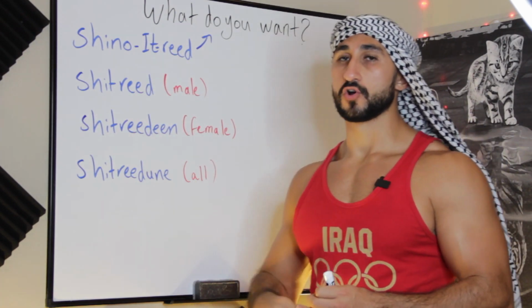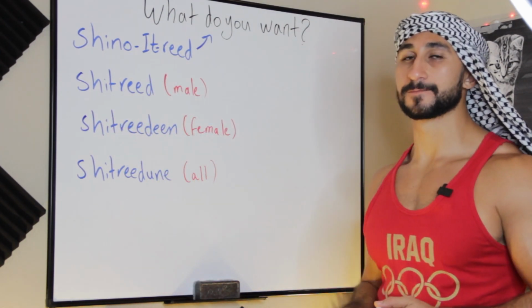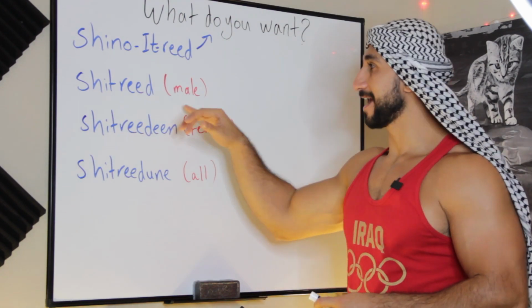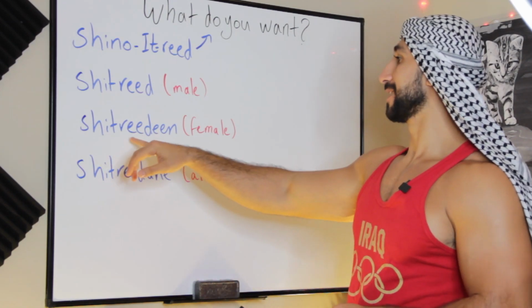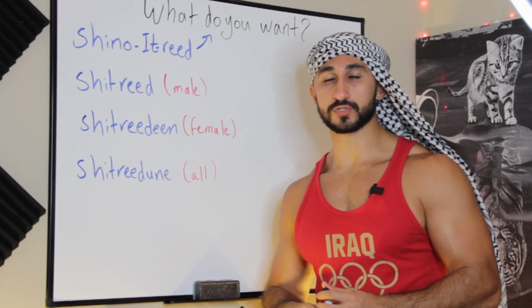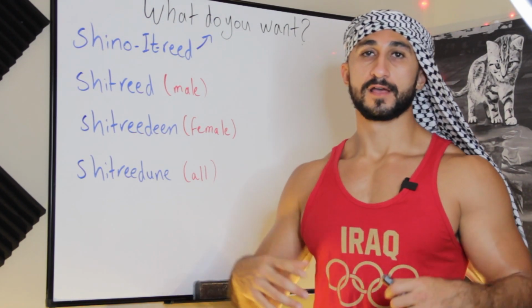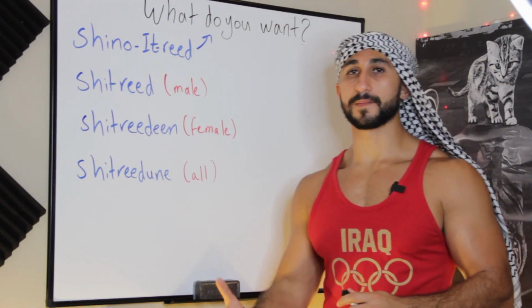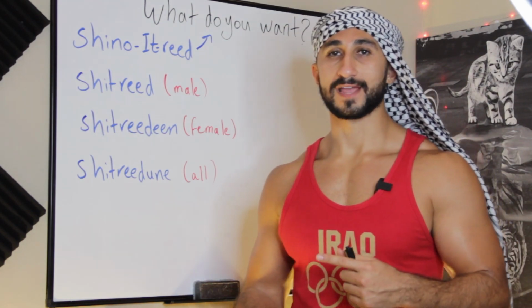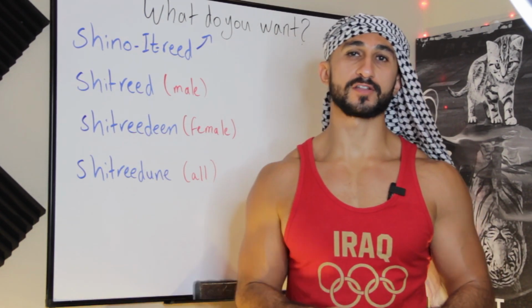However, we combine these two words together to make it into one word, and we use that word mainly. So instead of shinu it read, we would say shit read, and that will be for a male. So shit read, what do you want? Shit readeen for a female, what do you want? And shit redoon for you all. Okay, so these are the three main ones that if a waiter comes up to you, he can ask you for a drink, or he can ask you for food. Shitreed, shitreedeen, shitreedoon.